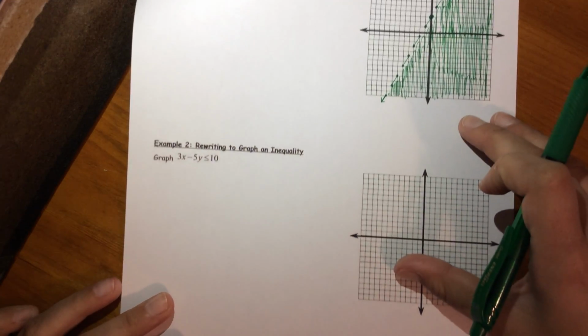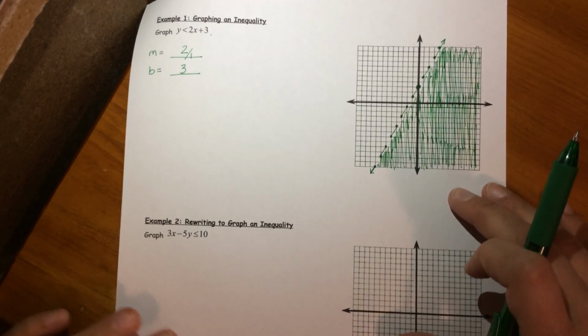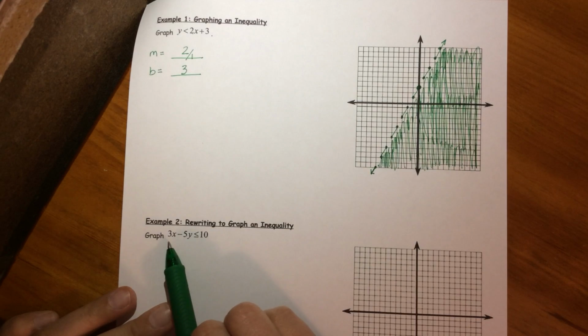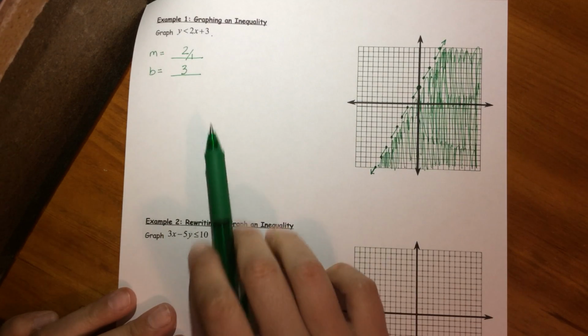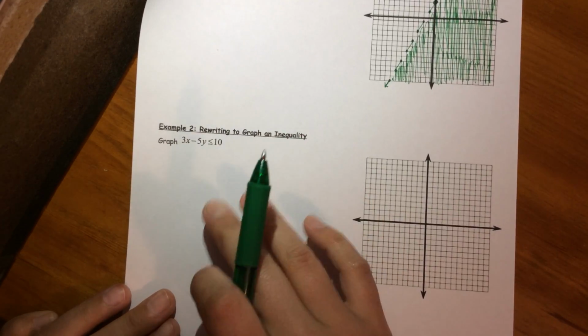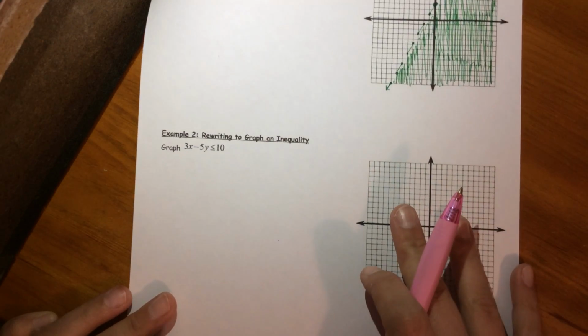Okay, so now example number 2. This guy's a little bit different. Okay, how so? How is it different from the first inequality we just graphed? Look at your x's and y's. Are they in the same spot as up here? No. So it requires a bit of work before we just jump in right away and start graphing.